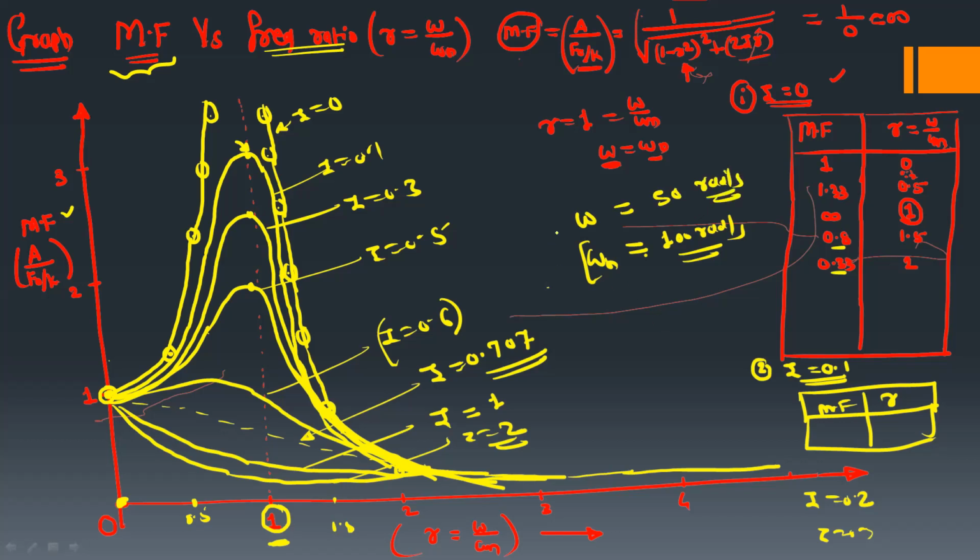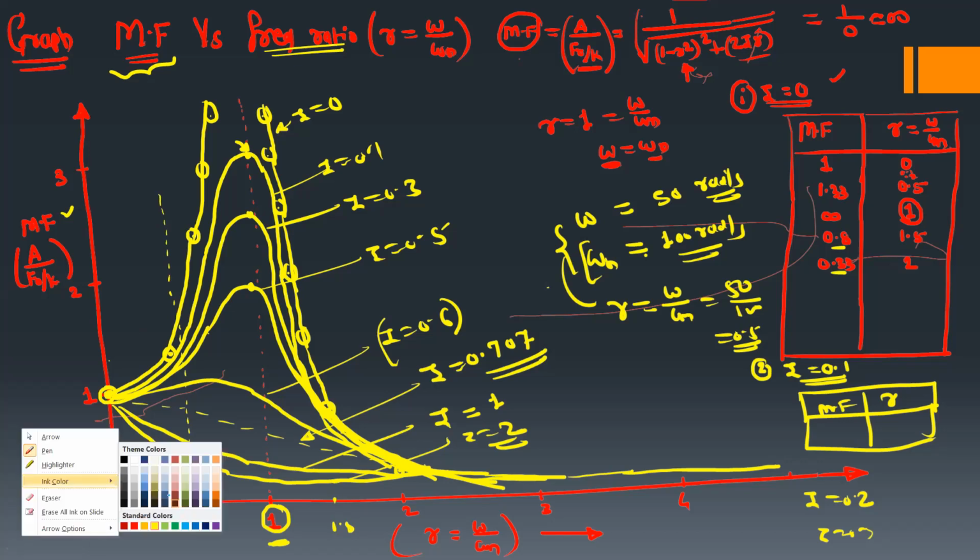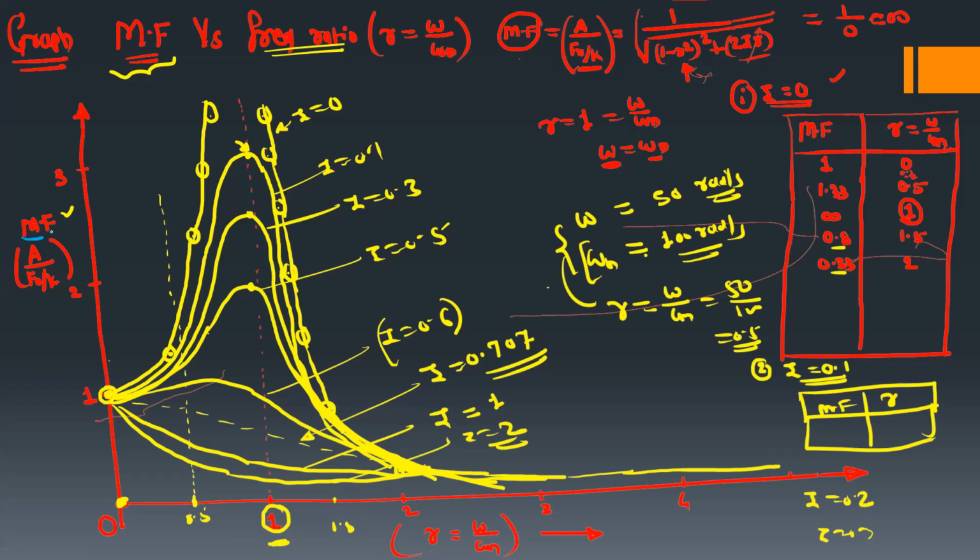Okay. So what is the frequency ratio here? The r value will be omega upon omega n, that is 50 upon 100, so it is 0.5. So you can just draw a vertical line. And suppose you expect the magnification factor, let us take this to be 1.5. This is your requirement. That means you have to adjust the magnification factor of that machine or mass to be 1.5.